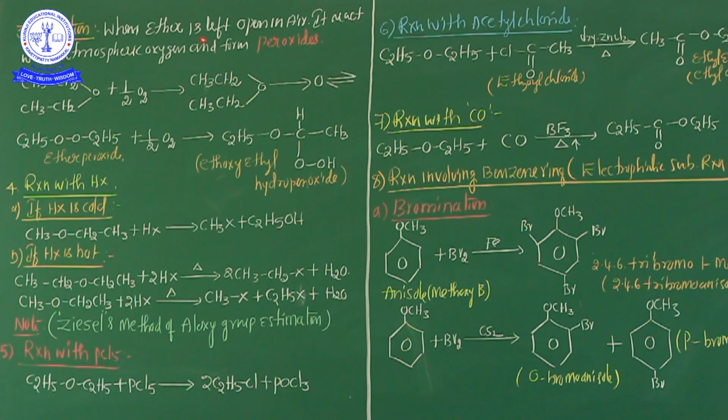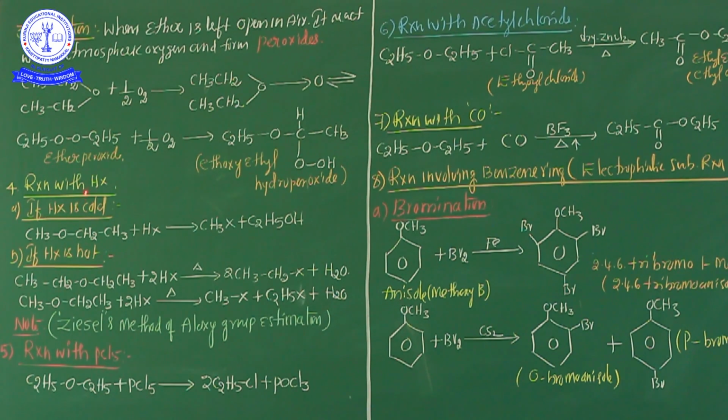Again, when ether is left open in air, it reacts with atmospheric oxygen and forms peroxide. Peroxy linkages are formed; initially this is a peroxide. This peroxide is again treated with atmospheric oxygen, and ethoxyethyl hydroperoxide is formed. Okay? This is the oxidation process.